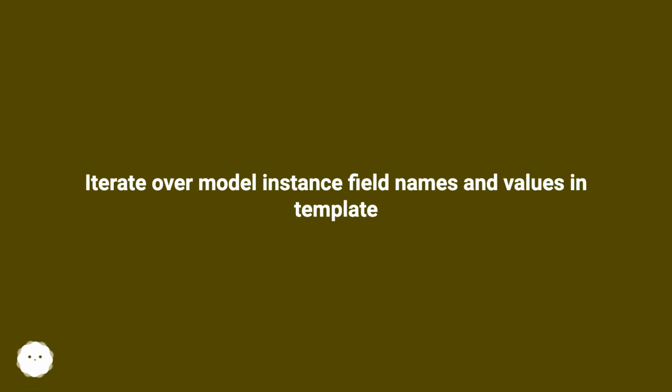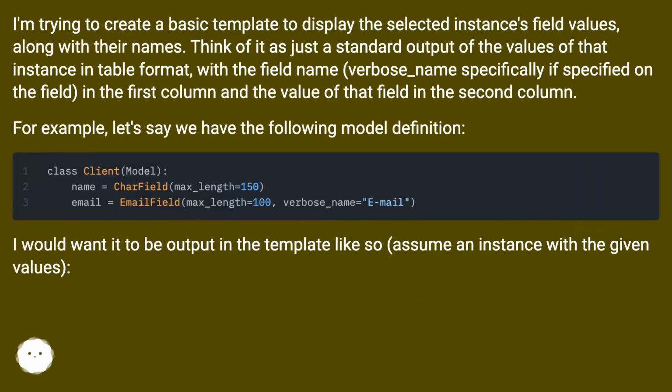Iterate over model instance field names and values in template. I'm trying to create a basic template to display the selected instance's field values along with their names. Think of it as just a standard output of the values of that instance in table format, with the field name, verbose_name specifically if specified on the field, in the first column and the value of that field in the second column. For example, let's say we have the following model definition.